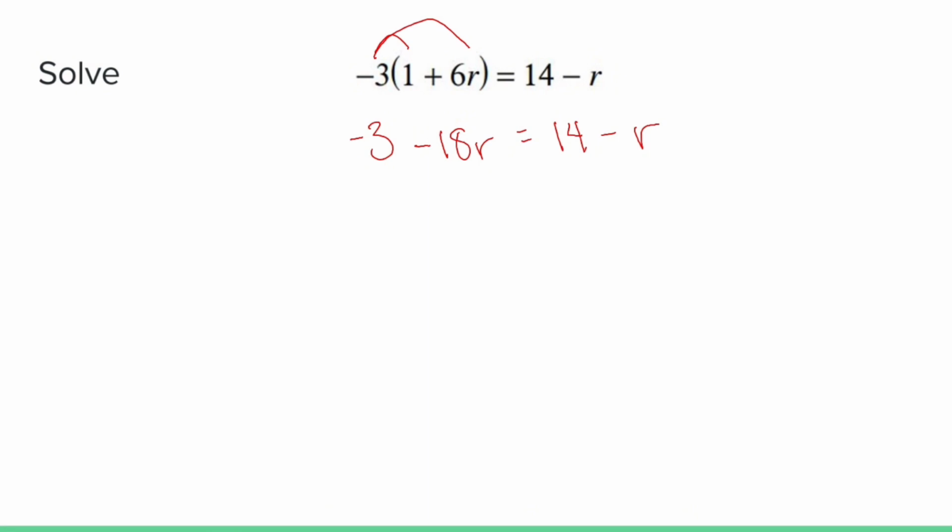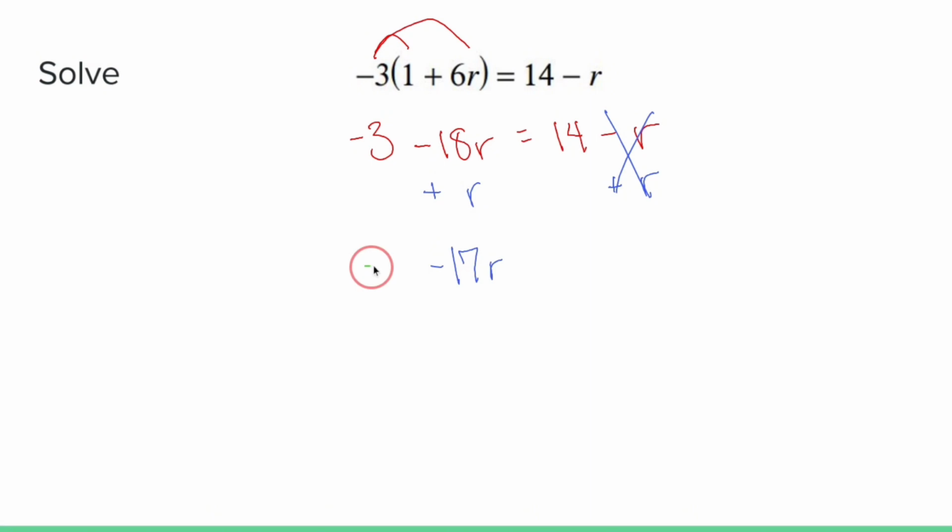Now, I have variables on both sides of the equal sign. It doesn't matter which one you do, we have to get rid of one of these r's by doing the inverse. I always like moving my variables to the left, so I'm going to get rid of the variable on the right side by doing the inverse operation of minus r. Let's add r to both sides. That crosses out. Negative 18 plus invisible 1r is going to be negative 17r.